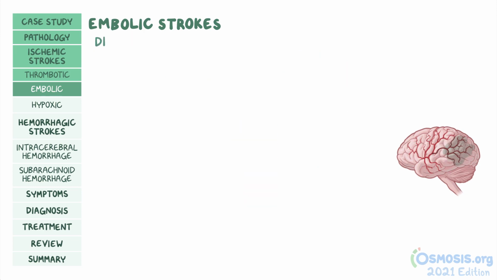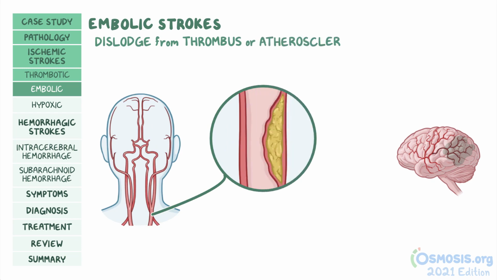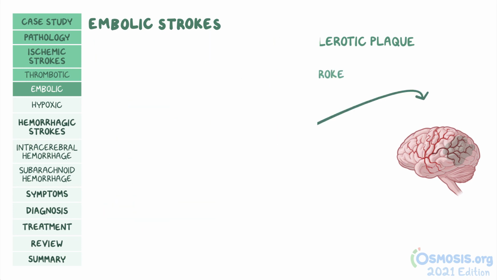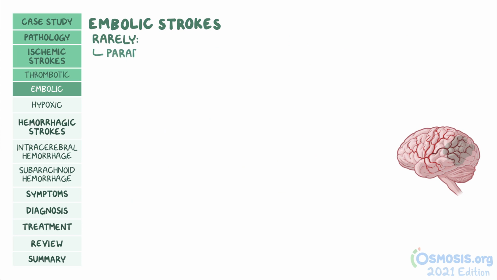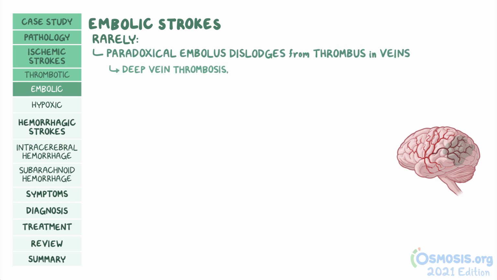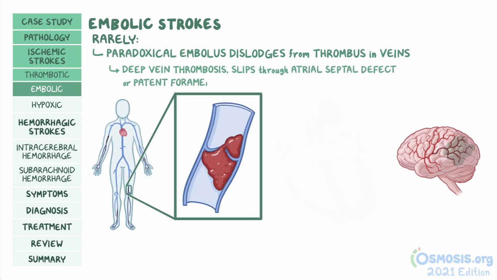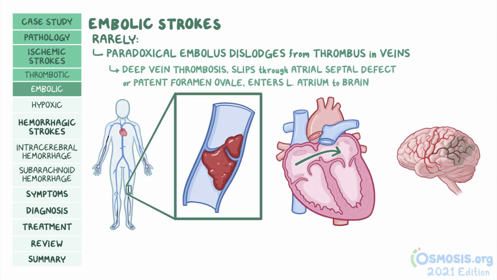Now, an embolus can also dislodge from a thrombus or atherosclerotic plaque in the carotid arteries, and that results in a thromboembolic or atheroembolic stroke. Rarely, there might be a paradoxical embolus which dislodges from a thrombus in the veins, like a deep vein thrombosis, and then slips through an atrial septal defect or patent foramen ovale, enters the left atrium, and from there to the brain.